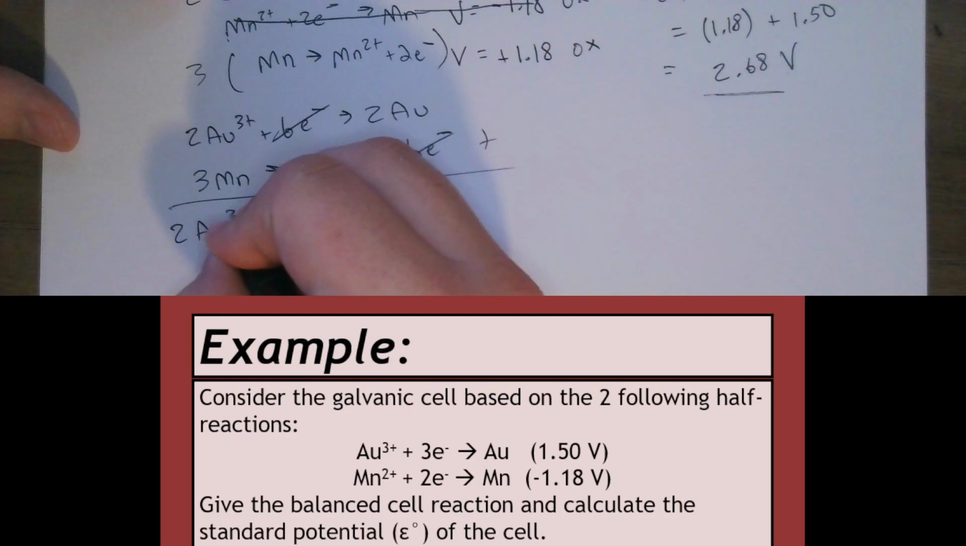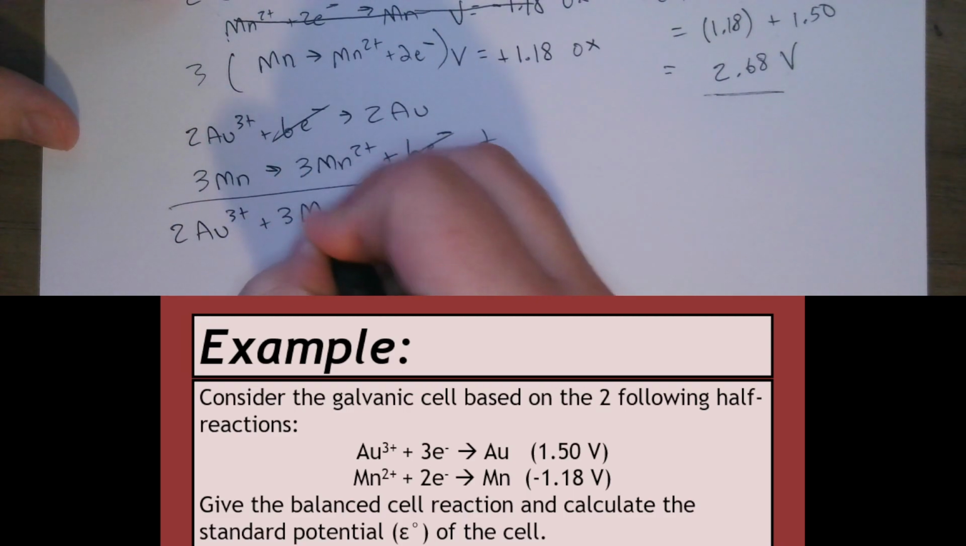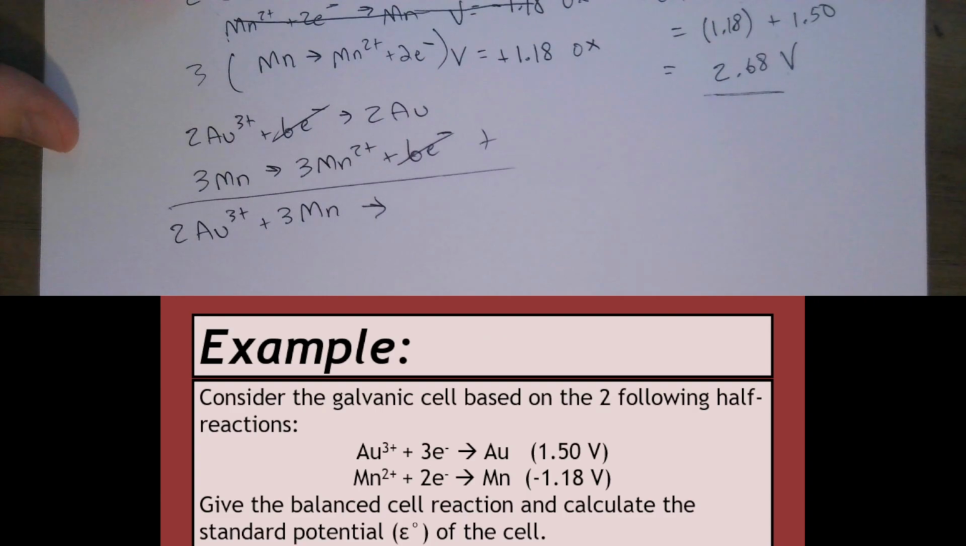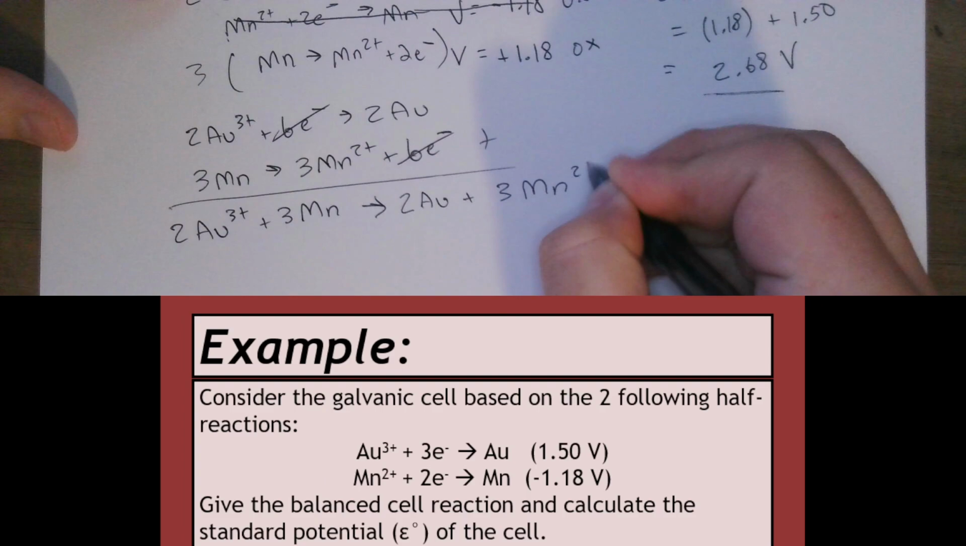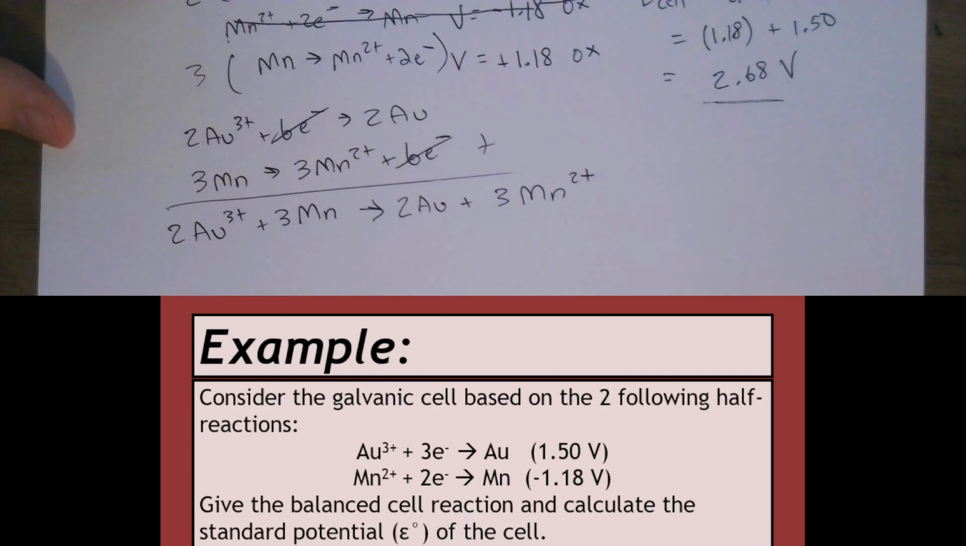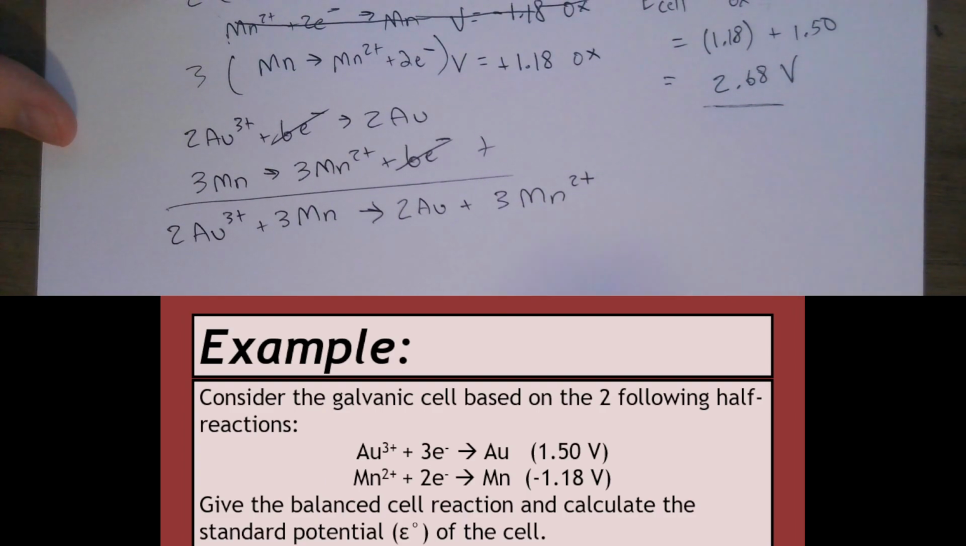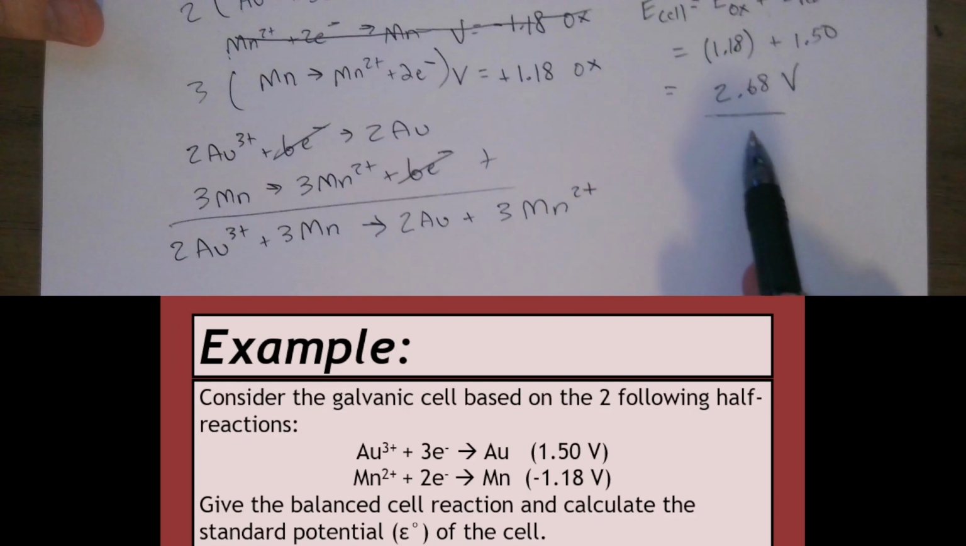So I have 2 Au3 pluses and 3 manganeses total on the left side of my arrow. And on the right, I have 2 golds plus 3 manganese 2 pluses. And that is my balanced cell reaction. If I check, the number of atoms on both sides should be identical. So I have 3 manganeses, 2 golds on each side, and my total charge on each side should also be equal. So this is 2 times 3 plus is 6 plus. This is 3 times 2 plus is 6 plus. So that's a properly balanced reaction. And that's the cell potential of that balanced reaction.